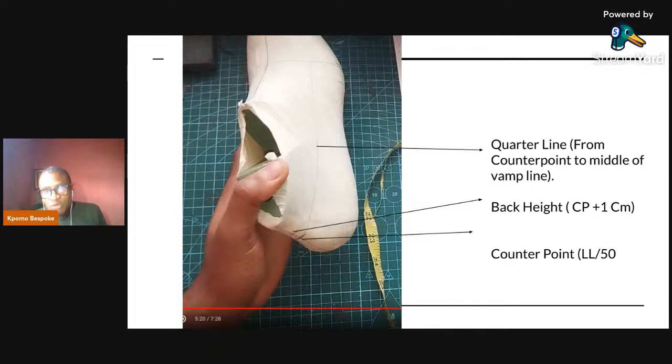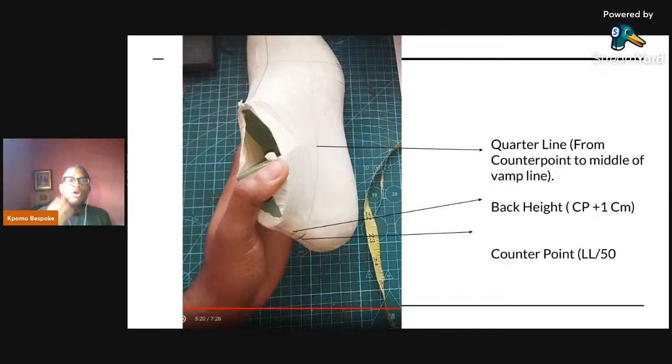Then there is a line that runs from the counterpoint to the middle of the vamp line, somewhere here. That line is called the quarter line. A lot of other things that we are going to discuss on constructing the different parts of your, whether it's a monk strap shoe or a derby or an Oxford or even a boot, would also be referenced from that quarter line.